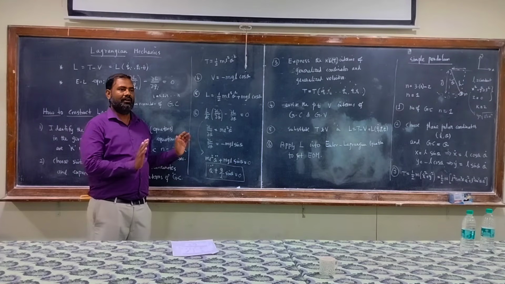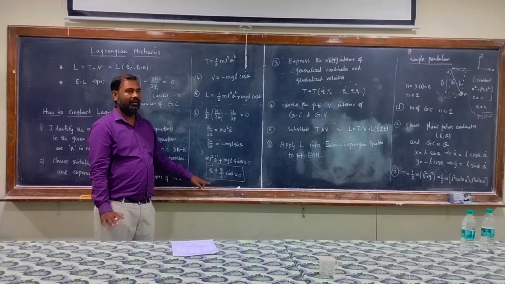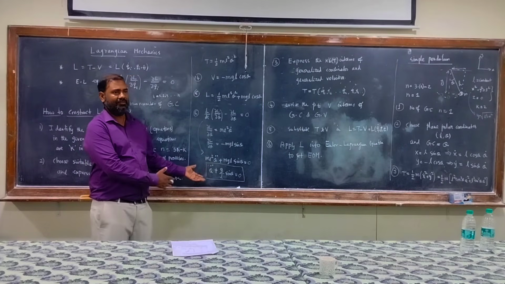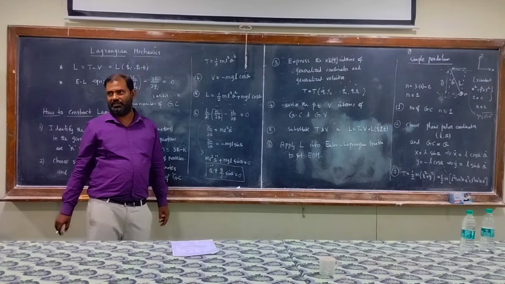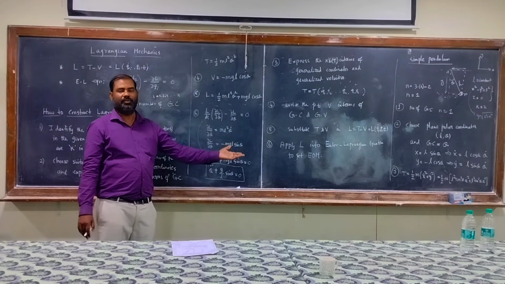This is called constructing the Lagrangian and arriving at the Euler-Lagrange equation. Of course, the next step is typical and straightforward: finding the solution of this. The solution is just theta is equal to A sin(omega t plus phi).